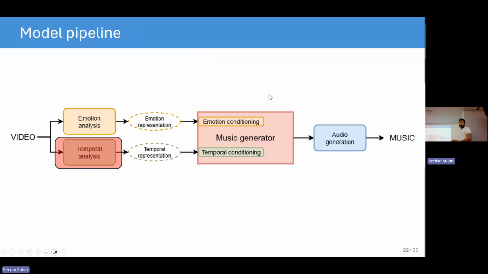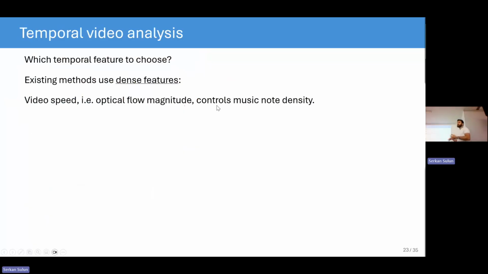All right, so now let's look at the temporal branch. Here the question is which temporal features we choose. When I was showing you in the second slide, you kind of know my answer, but existing methods actually don't use that. The existing methods of video-based music generation use dense features such as video speed, and this could be optical flow magnitude. By dense, I mean you can get them for every single video frame. And this in turn controls the music note density.